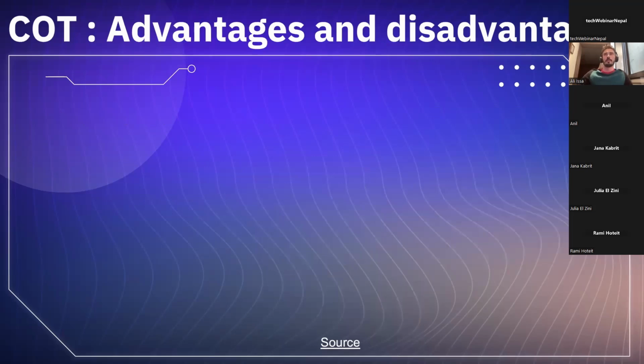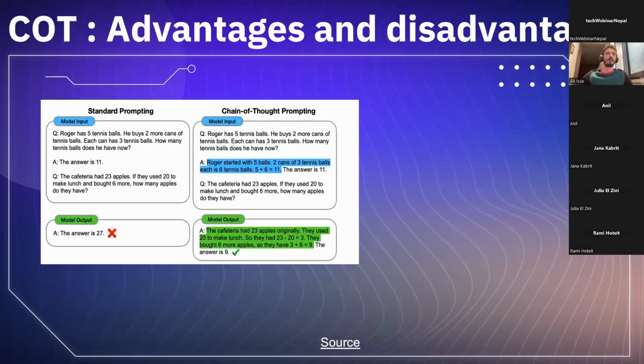Now, what about the advantages and disadvantages? I took this example from the chain of thought paper. As you see on the left in the standard prompting, you are given a question and an answer, so this is a one-shot example. You are giving a question and an answer, and then you will provide a question and you will hope that the model will answer in the same way. The answer is not clear because you are only generating the response without any clarification.